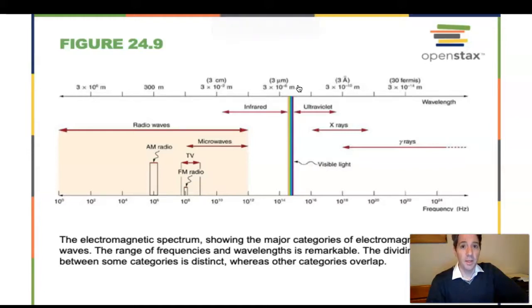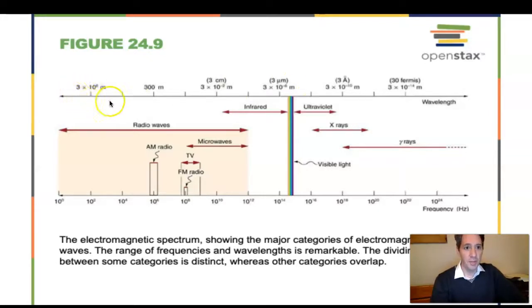Okay, as I was saying in the previous video, this is the electromagnetic spectrum. This full array of wavelengths is emitted, for example, by the sun. Most emitters on Earth will not emit this entire range. It will emit a very small part of this range.